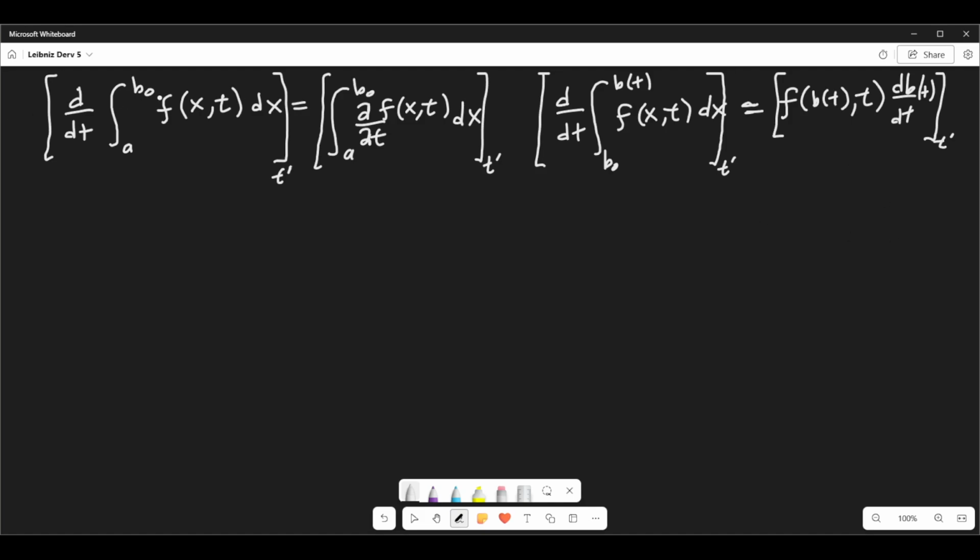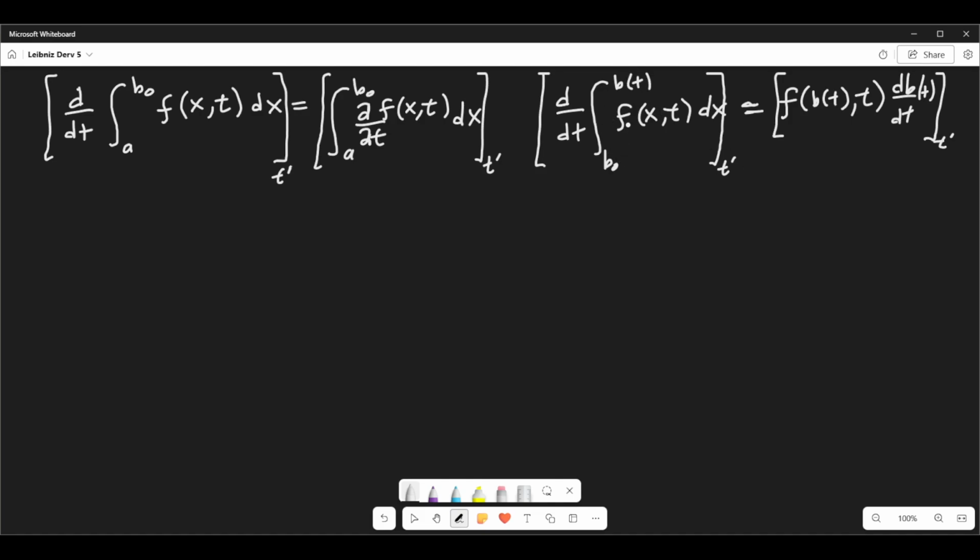So far it has been established that the derivative with respect to t, with fixed boundaries, of the integral of the function f of x and t dx equals the same integral with the fixed boundaries with the partial derivative inside the integral. So d by dt partial with respect to f of x and t, and then integrated. And this is evaluated at time t prime.